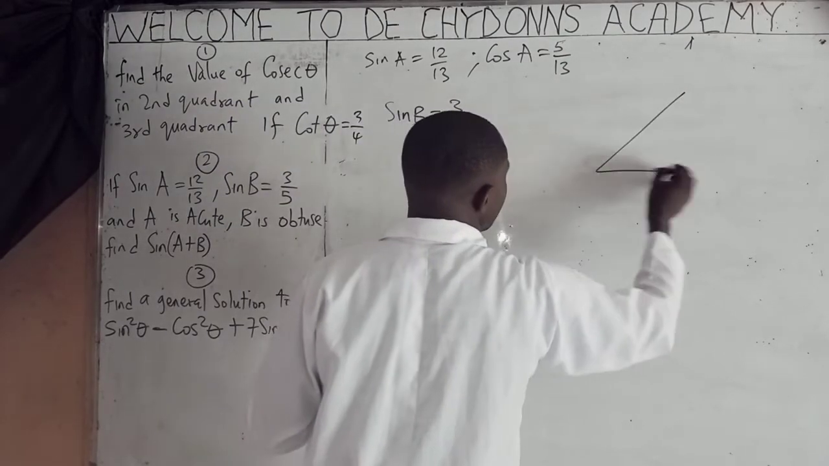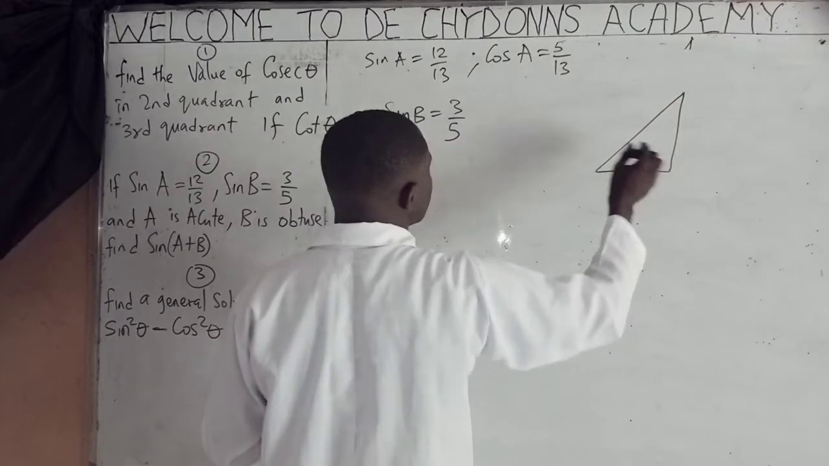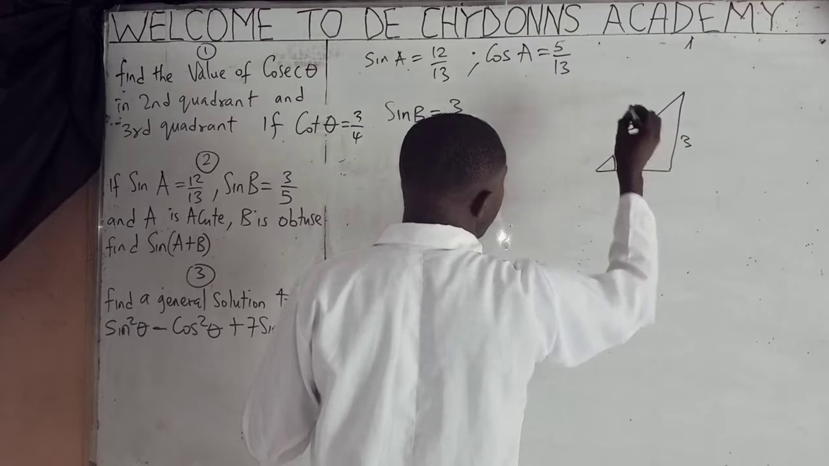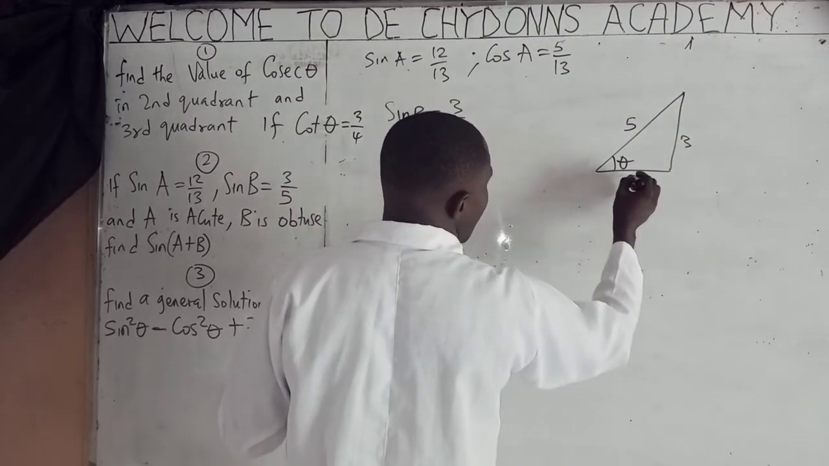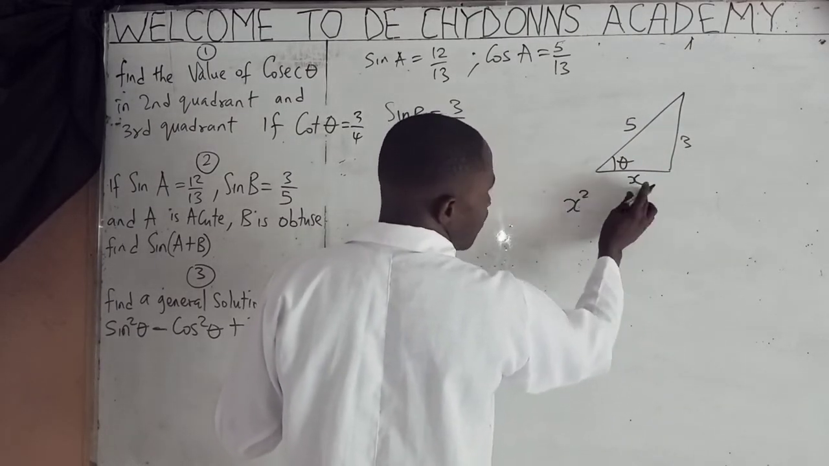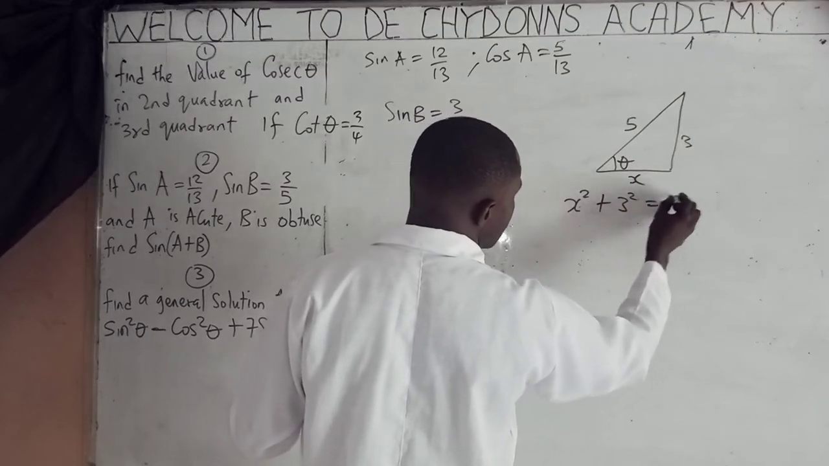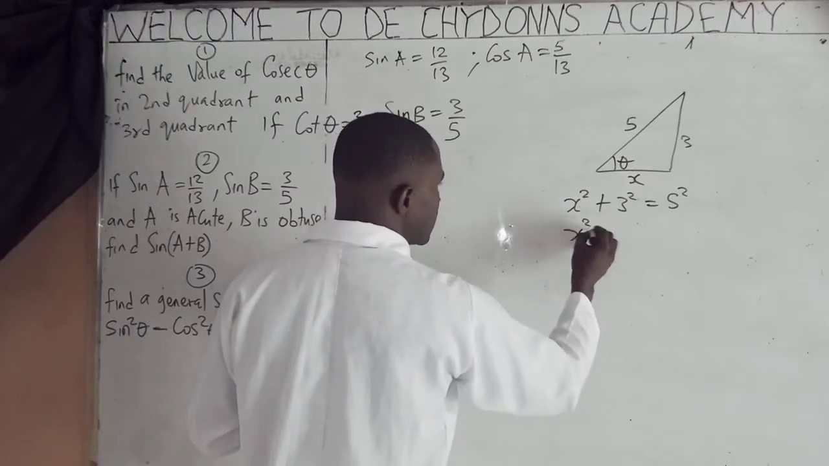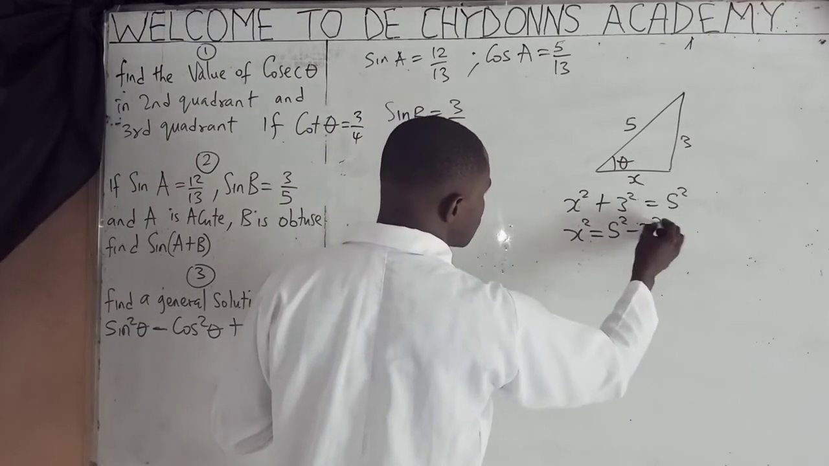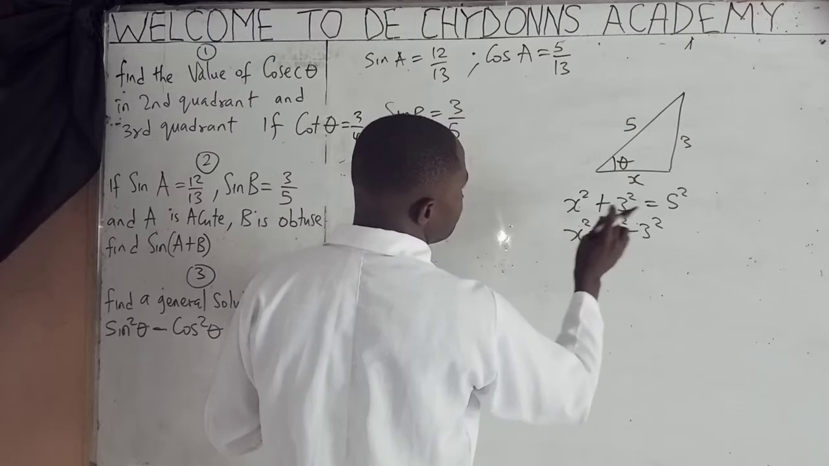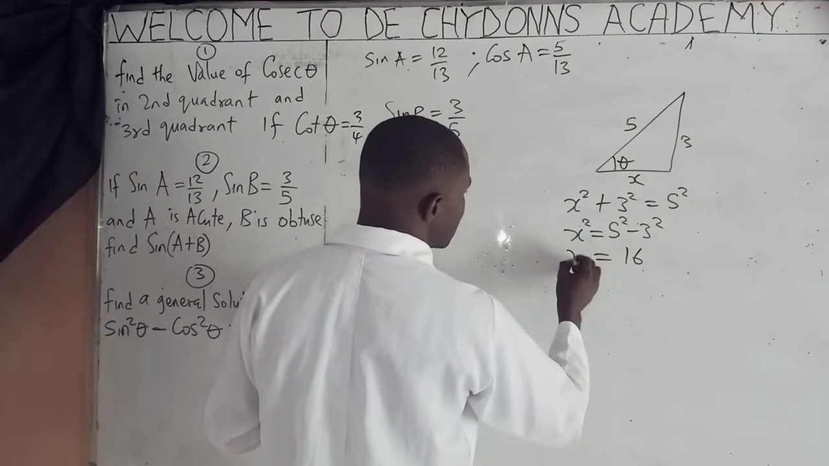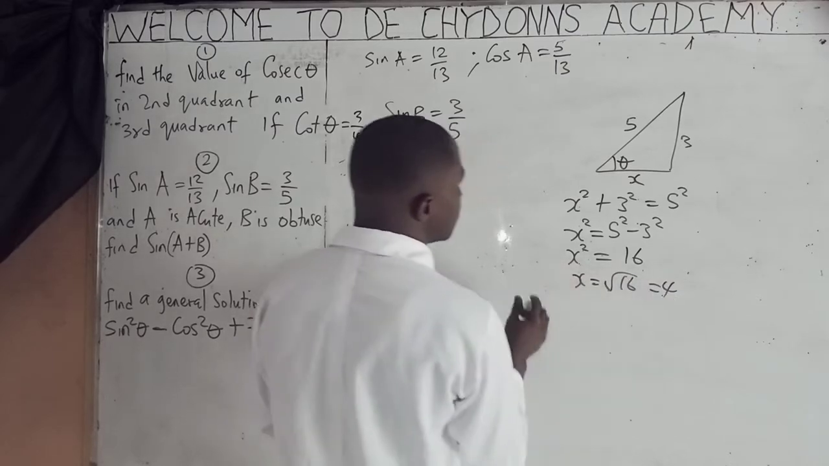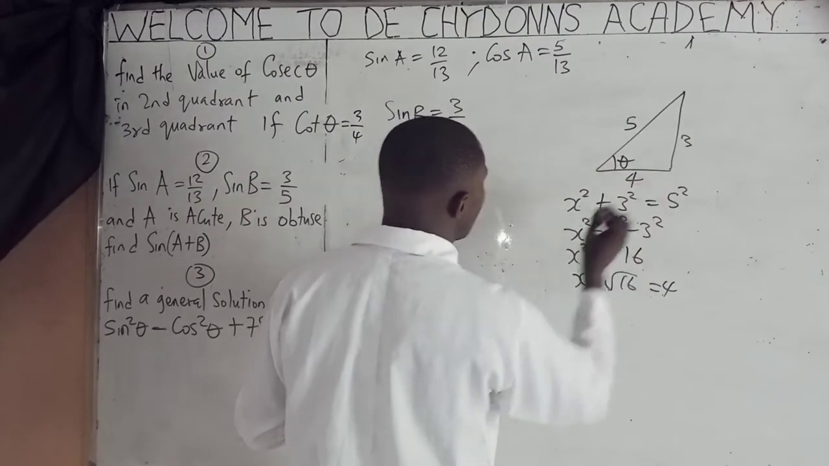We sketch another triangle, opposite 3, hypotenuse 5. So, x squared for adjacent plus 3 squared will be 5 squared. From Pythagoras theorem, x squared will give you 5 squared minus 3 squared. That will be giving you 25 minus 9, 16. x squared equal to 16, x equal to square root of 16 equal to 4. Then I will clean this x and write 4.